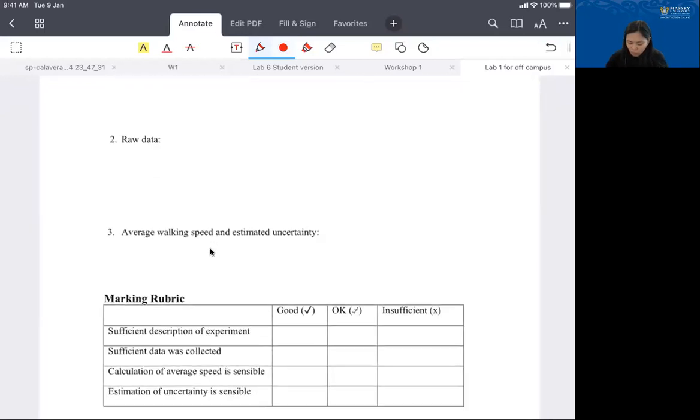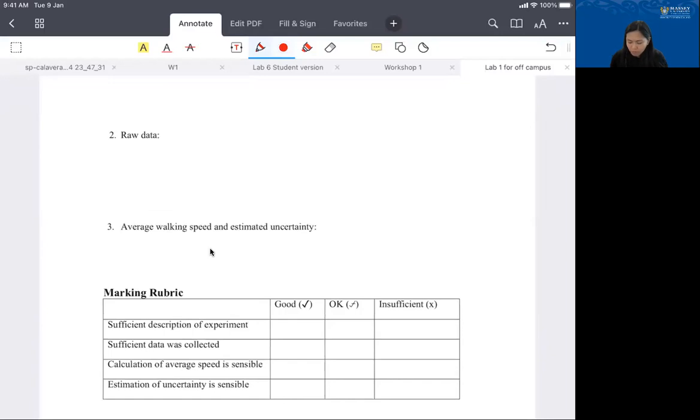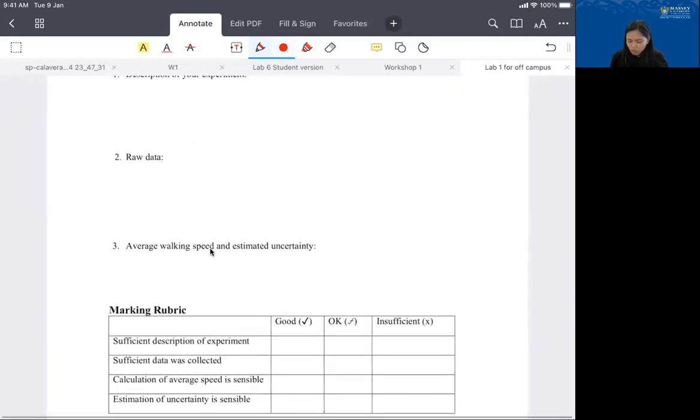And on that one, you'll see a marking rubric here. So if you've described sufficiently how you measured your distance and how you measured your time, that should give you a tick for the good, give you full marks essentially for that part. And then please write down your raw data. So if you've taken, say, 5 measurements of your distance, then please put down, for example, distance 1, distance 2, and so on. Put your raw data here.